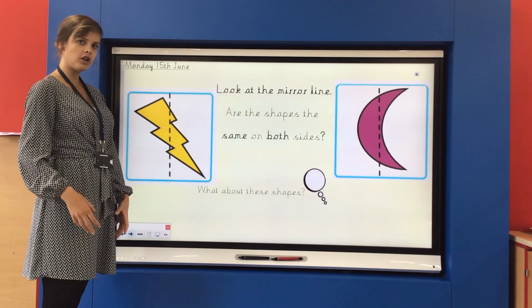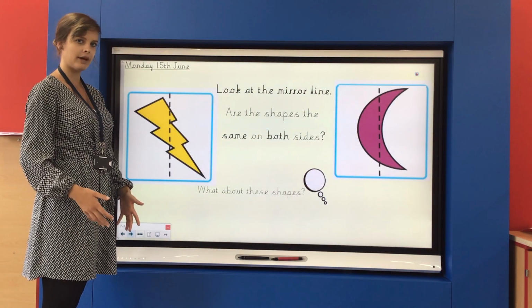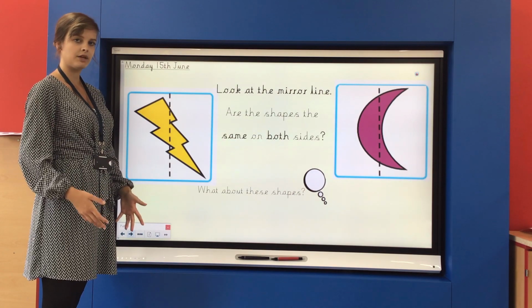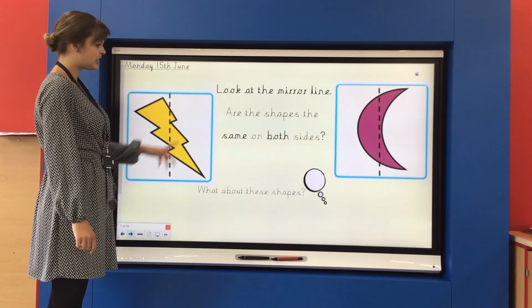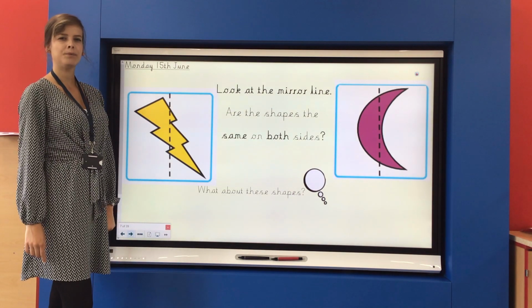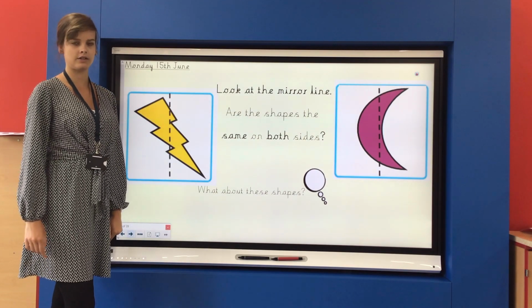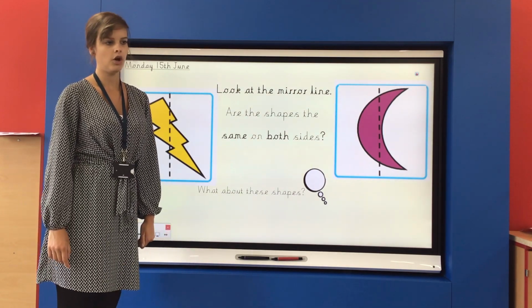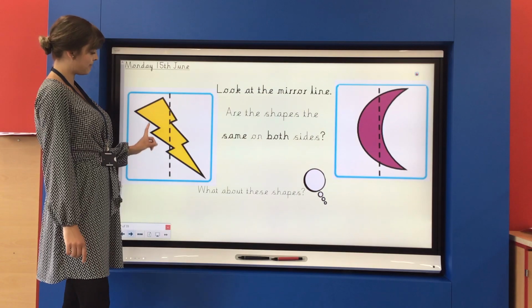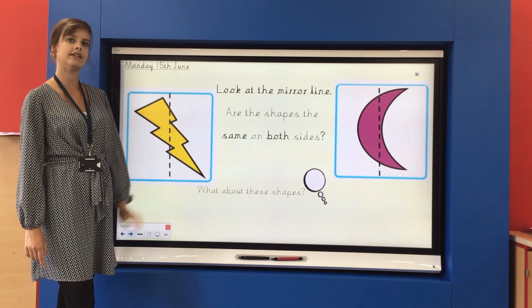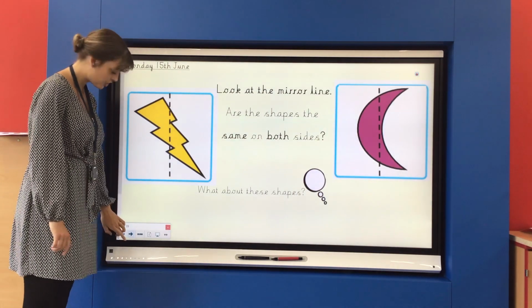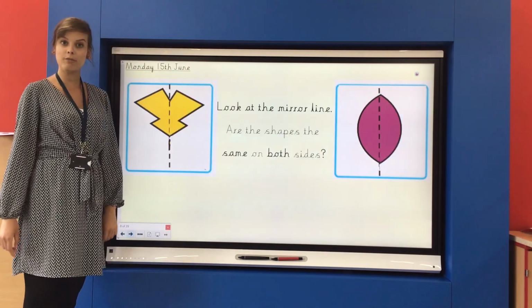But now we've had a look at lots of shapes that do have a symmetrical line, a line of symmetry, a mirror line. What about these shapes? What do you think? Are they the same on both sides? Shake your head if you think no, or if you think, yep, this side is the same as this side, then nod your head. If you have shaken your head though, give yourself a pat on the back.